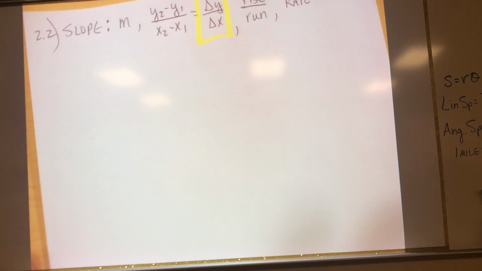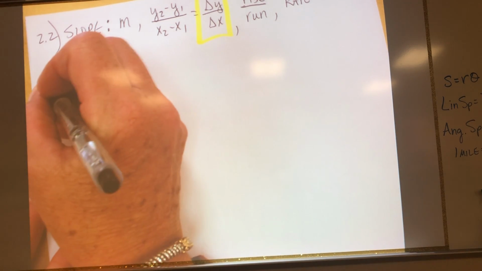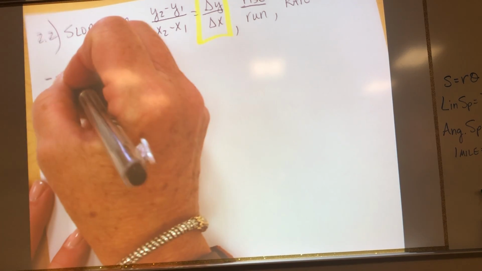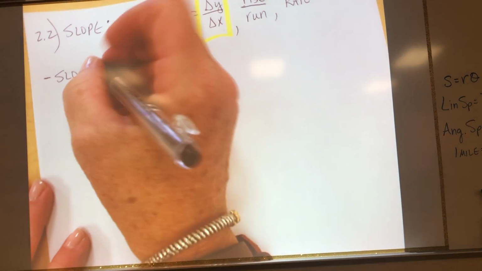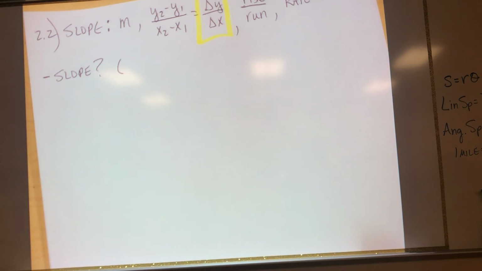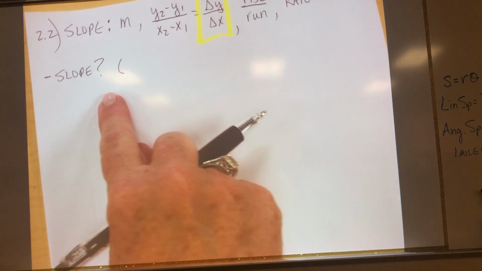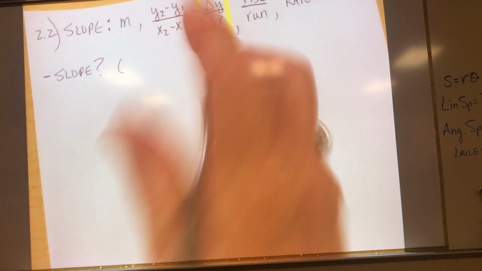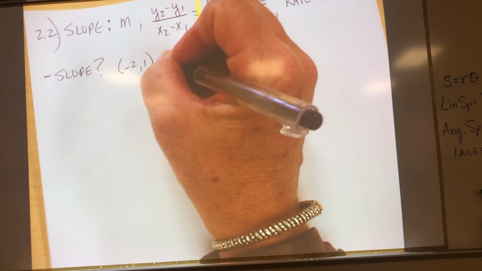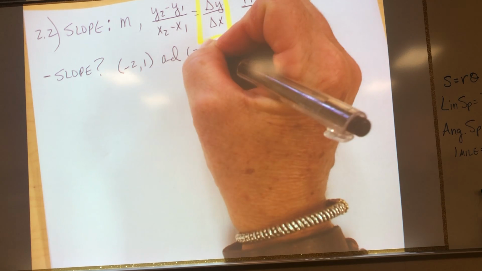I'm going to do one problem and then talk about some slopes. I'm going to find the slope between these two points. Tell me what makes you miss more points on a test than anything. Carelessness. If I could show you a way to keep from making careless mistakes on this, would you use it? Yes. Here's the way they always write the problem: find the slope between (-2, 1) and (3, 5).